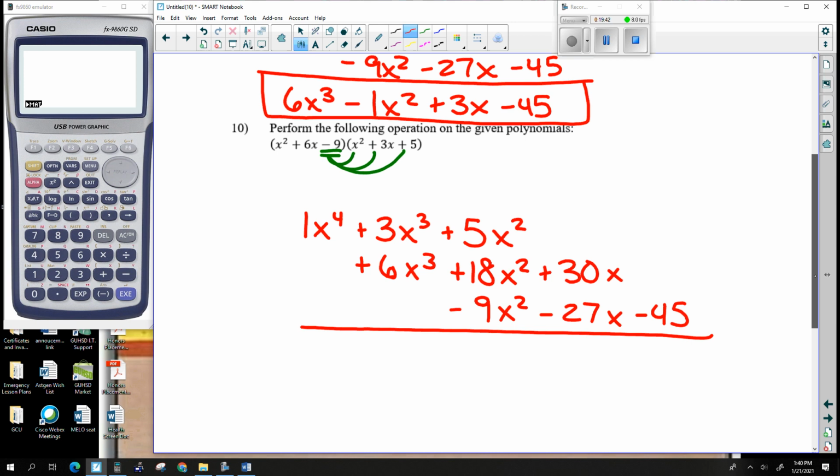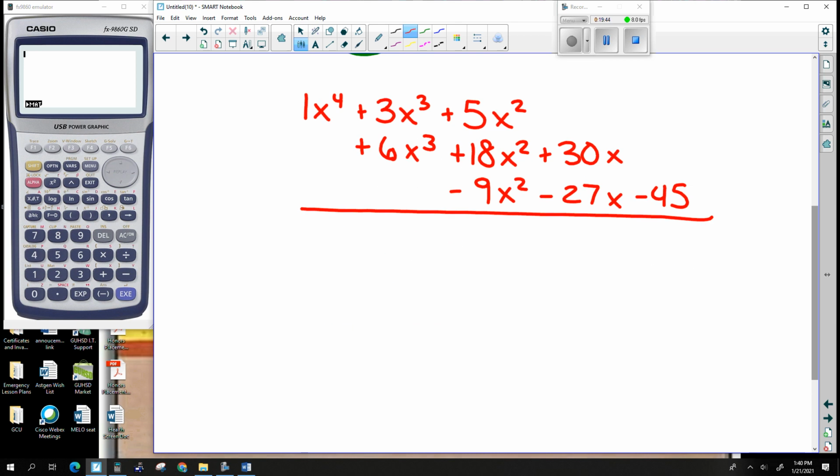So my result is going to be x to the fourth plus 9x to the third plus 14x squared plus 3x minus 45.